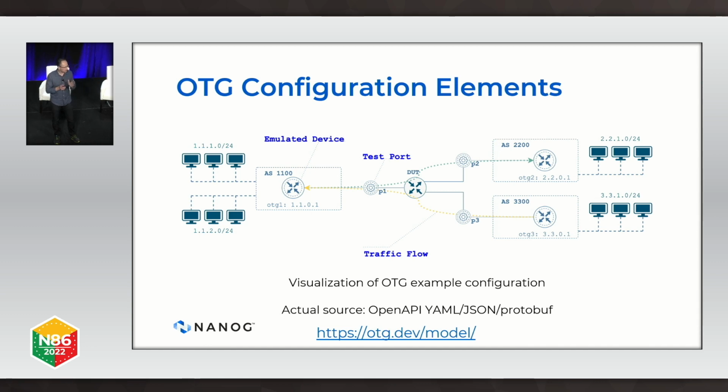So in the middle, we have the device under test. That's not part of the model itself. We have test ports connected to the DUT. And then behind test ports, we have emulated devices. We can have many of them, as many as we want, with different parameters like IPs and autonomous systems and so on. And then behind them, we expect to have subnets that should talk to each other. And the traffic flows that we create between devices represent this traffic between the devices.